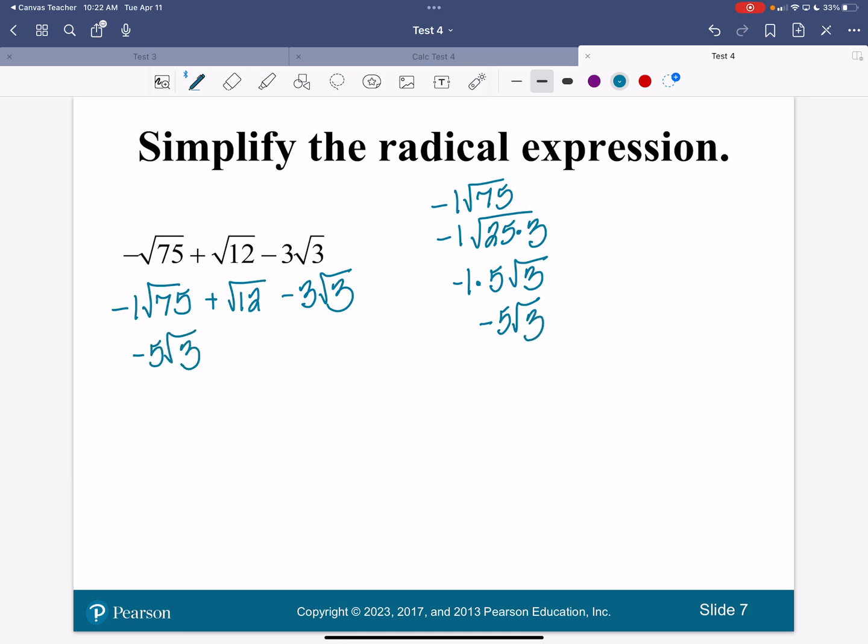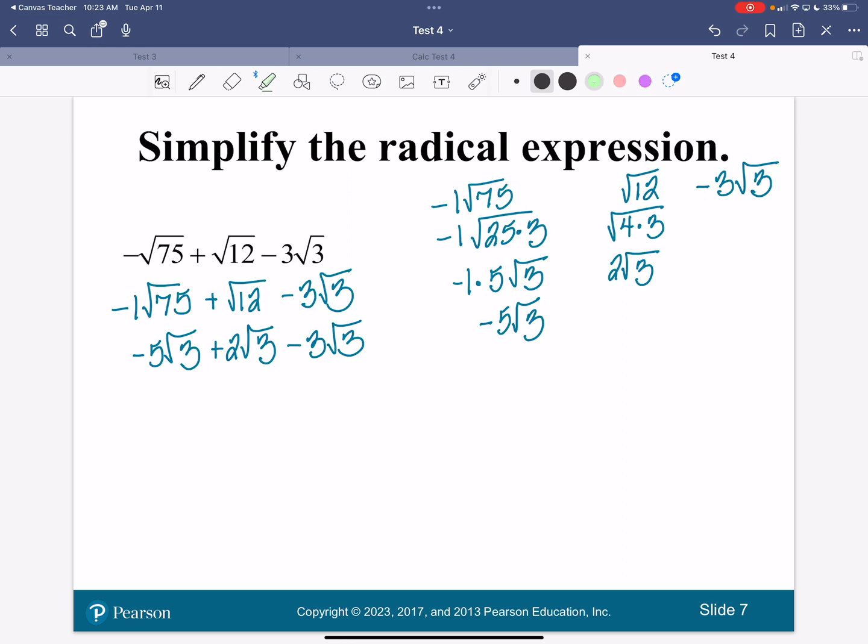Okay. Now I'm going to do the square root of 12. Is there a perfect square factor in 12? Good. 4 times 3. Okay. Square root of 4 is 2. So I'm going to have 2 on the square root of 3. Okay, and then my last one is negative 3 on the square root of 3. Can that be broken down anymore? No. Nope. So I'm just going to have minus 3 on the square root of 3.